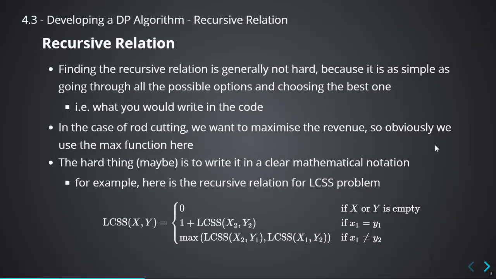So generally finding the recursive relation is not hard, because you just go through all the options. You're brute forcing it, right? You go through all the possible solutions and you pick the best one. Pretty much what you would write in the code. This is why I spent a week talking about brute force, because when you go to dynamic programming, there are similarities. Dynamic programming is really just brute force in a smarter way, because you recognize the overlapping subproblems.